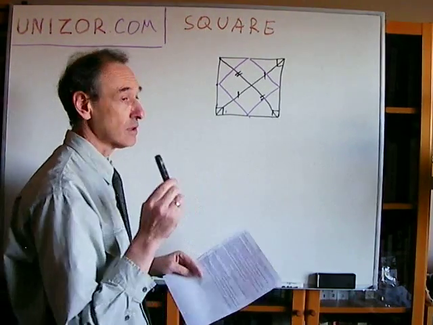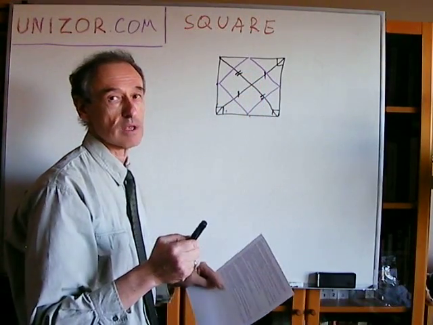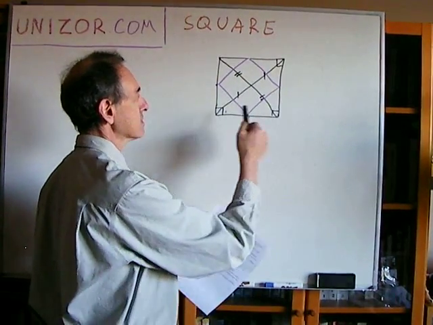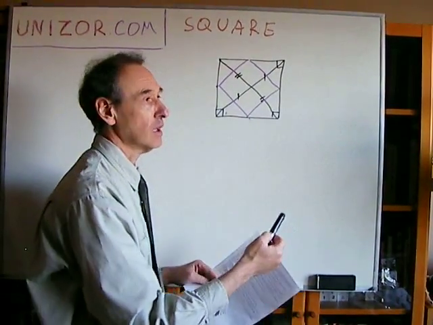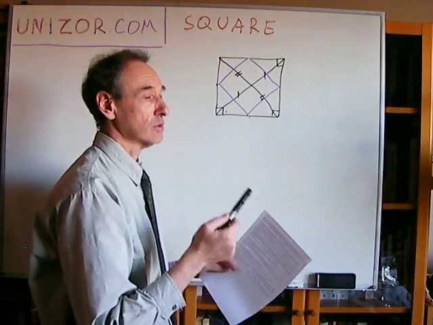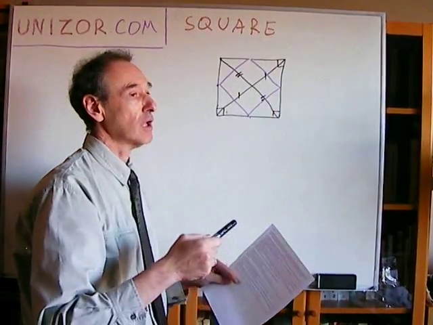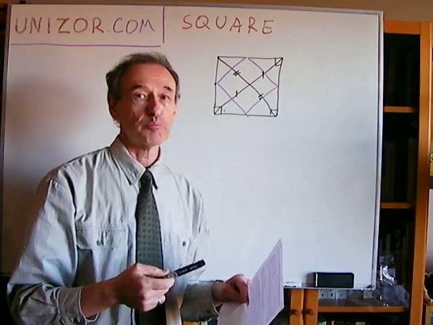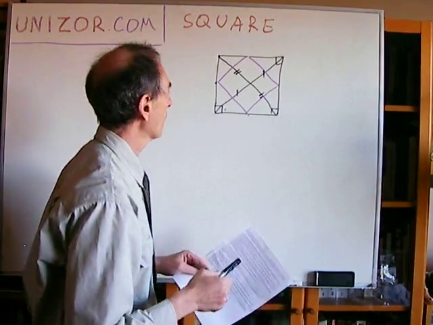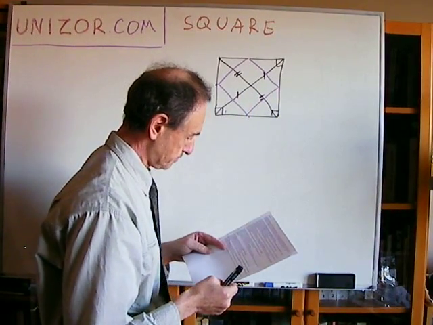In the rhombus, if you remember, diagonals were perpendicular to each other. So we got perpendicularity of these. But now, since it's a rectangle as well, in a rectangle, diagonals are congruent to each other. So now, for a square, we have a property that diagonals are not only perpendicular to each other, but also congruent to each other as well. And they cross in the middle point of both of them.